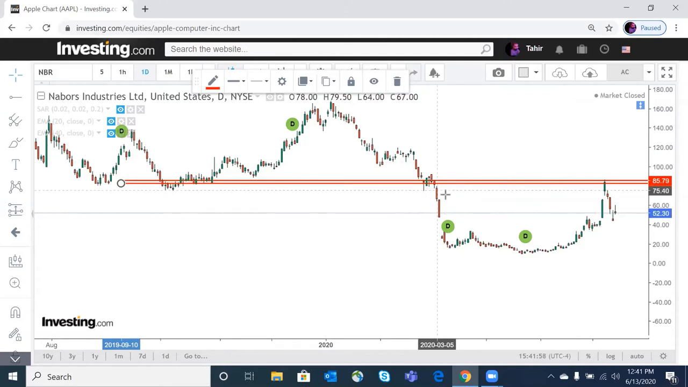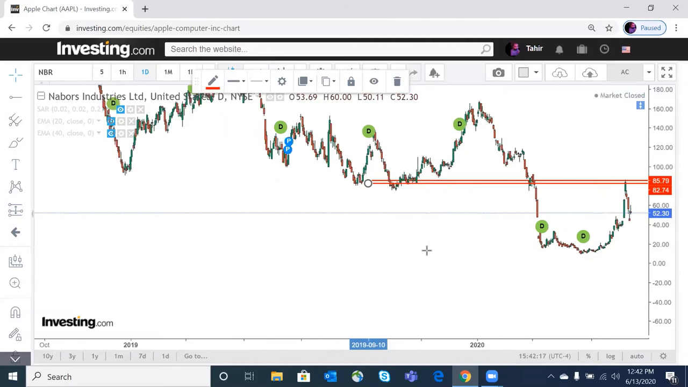Okay, so here also you can see it touched at this point a few times, and here when it was trying to break it, it was not able to. So it acted as a resistance, which was a previous support for this stock, and it started falling down from here. So this is the resistance, and let's talk about the support where this stock can take a support.